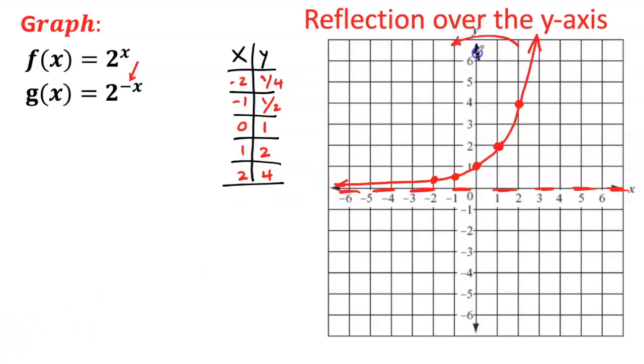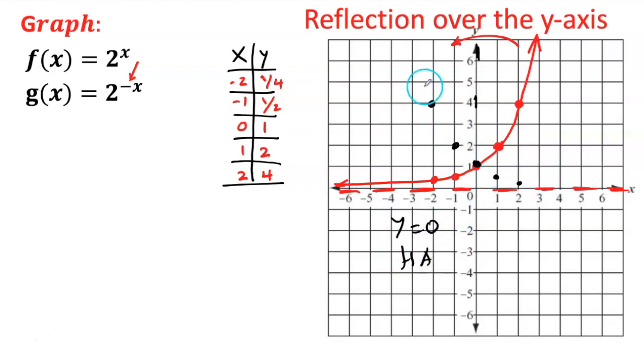So if this is the y-axis, every point will use this line as the line of symmetry. If this point is 2 away from the axis, then I'm going to go to the other side 2 away, and that's my new point. This point is 1 step away from the y-axis, therefore 1 away on the other side. This is on the y-axis, and now let's go to the other side. This is on the left, therefore the reflection is going to go to the right, 2 steps, and my asymptote is the same, which is y equals 0, and that's your horizontal asymptote.